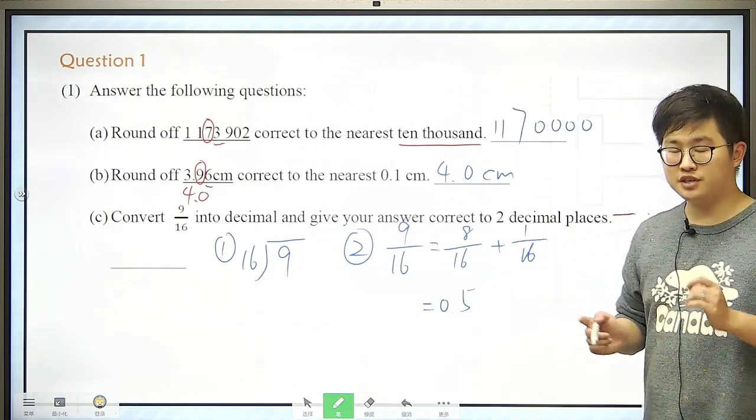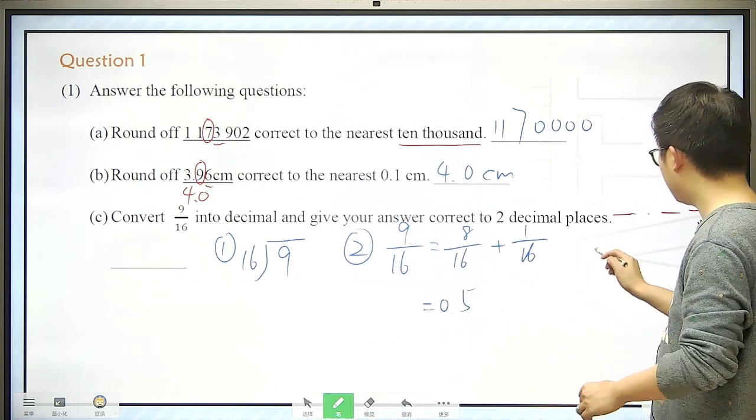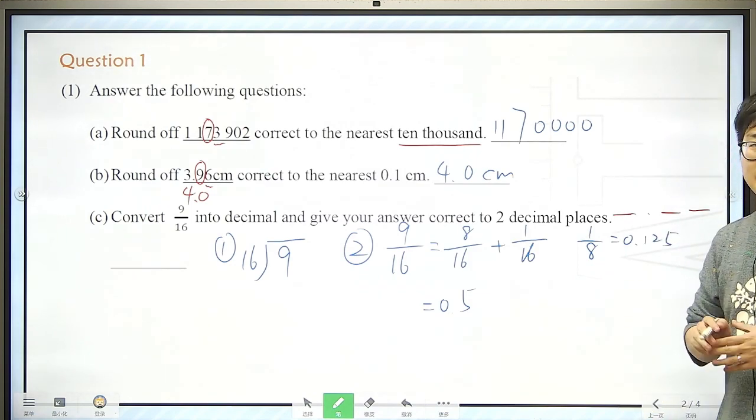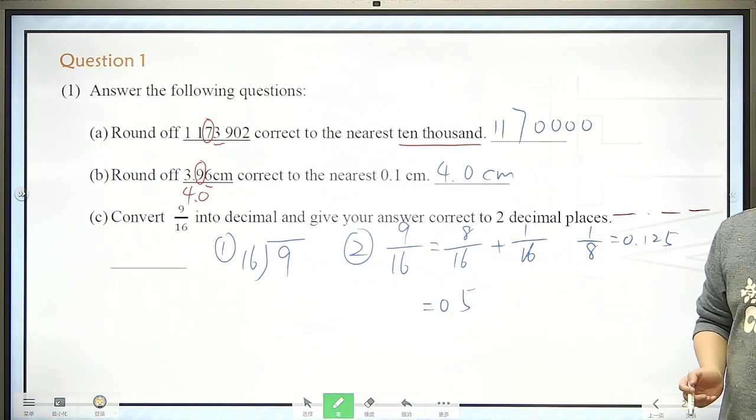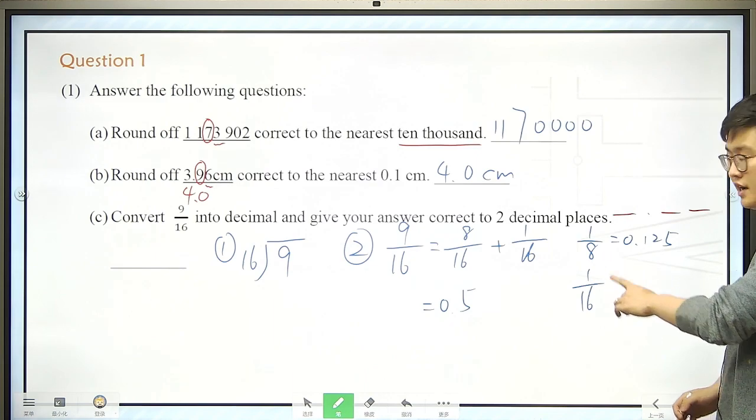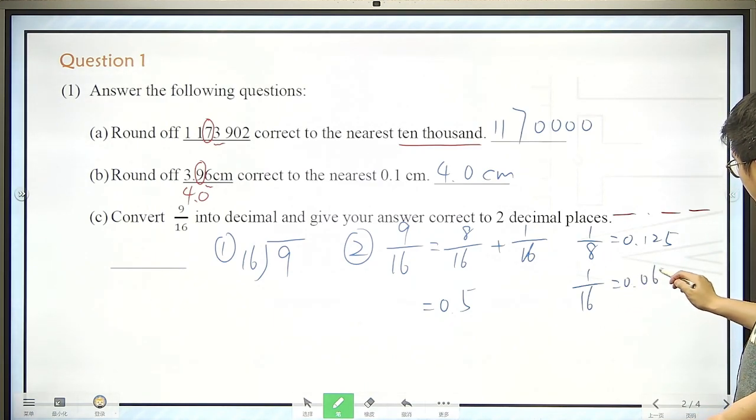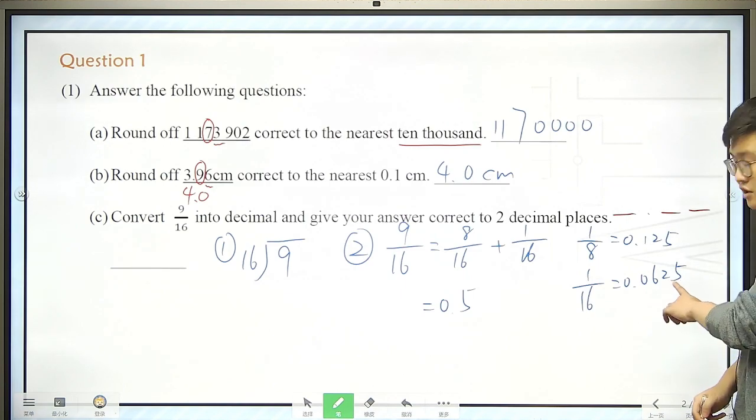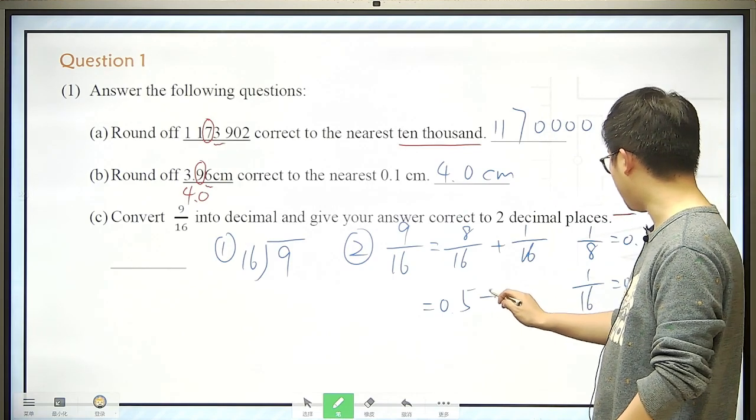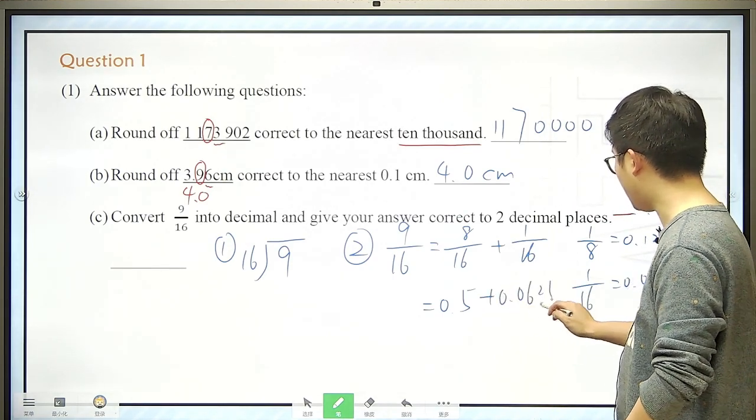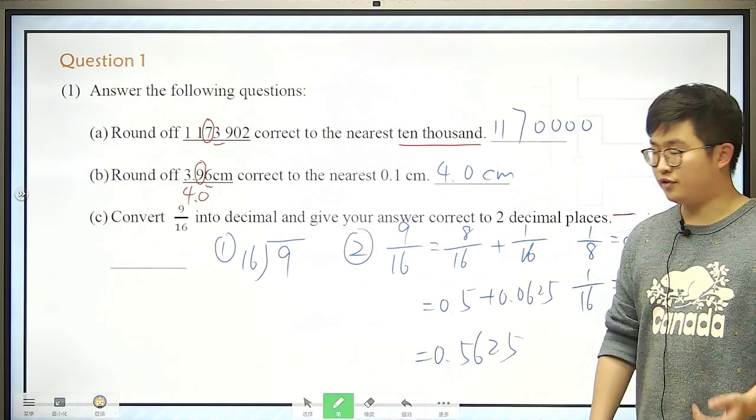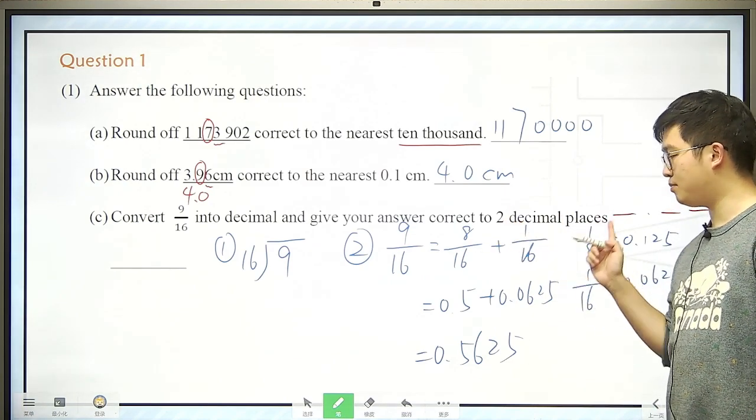And 1 over 16, this is a little bit more difficult, but we know that 1 over 8 would be 0.125. I believe you all remember this. So 1 over 16 is half of this, and it will be 0.0625. This number here is worth remembering. It's the half of this. So we just add it here, 0.0625, and it goes to 0.5625. And don't forget that we only need 2 decimal places.